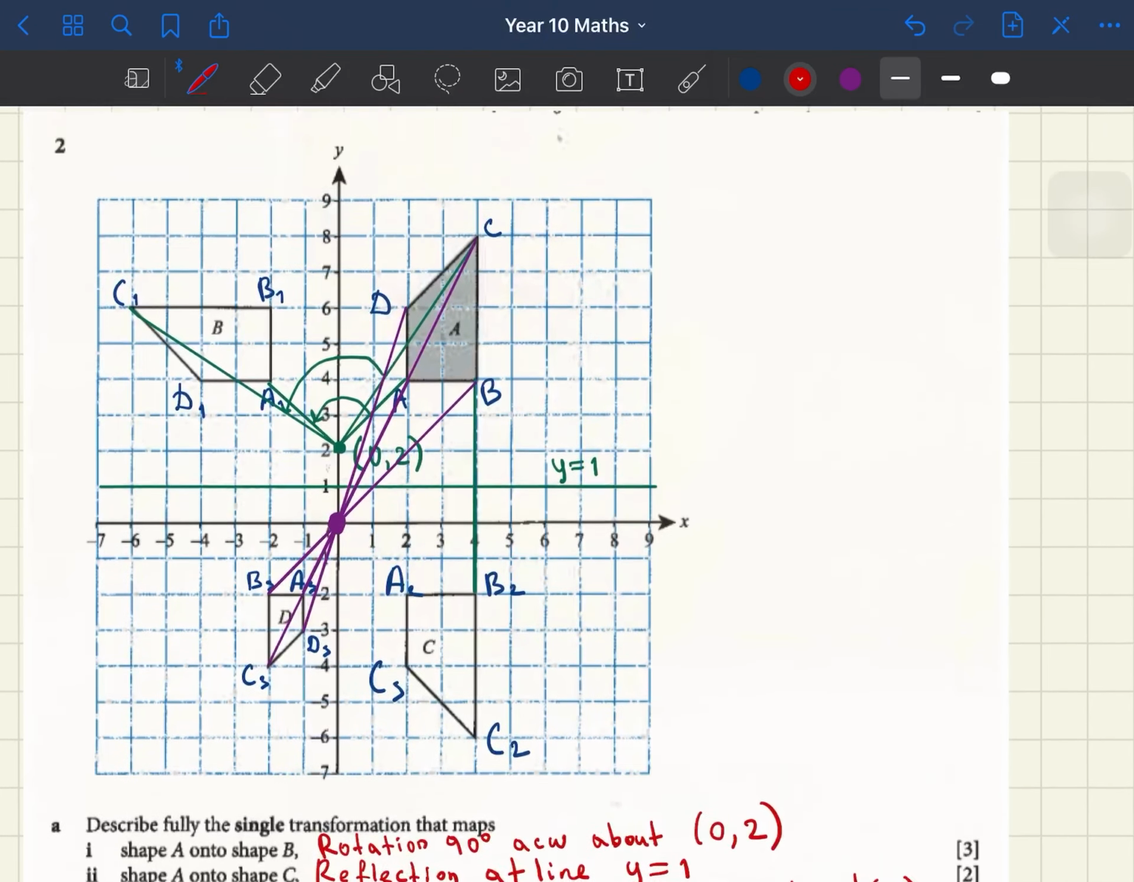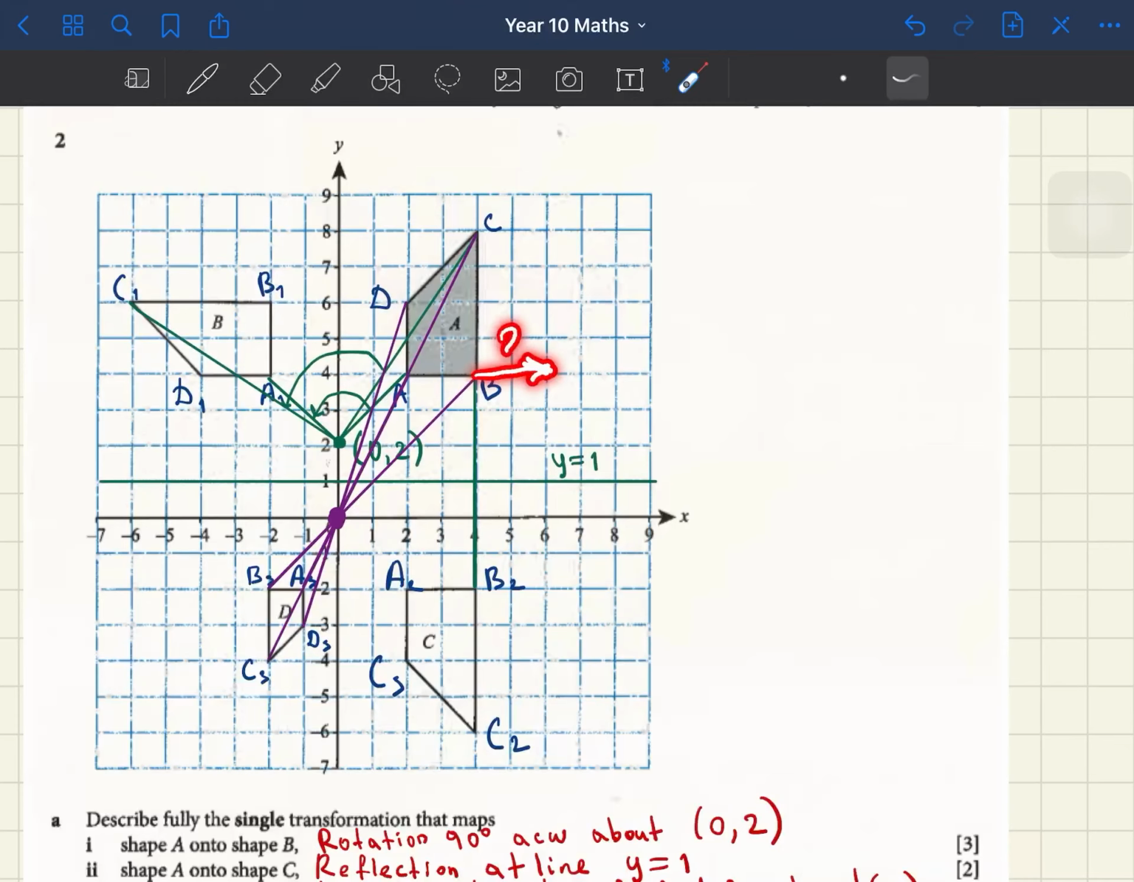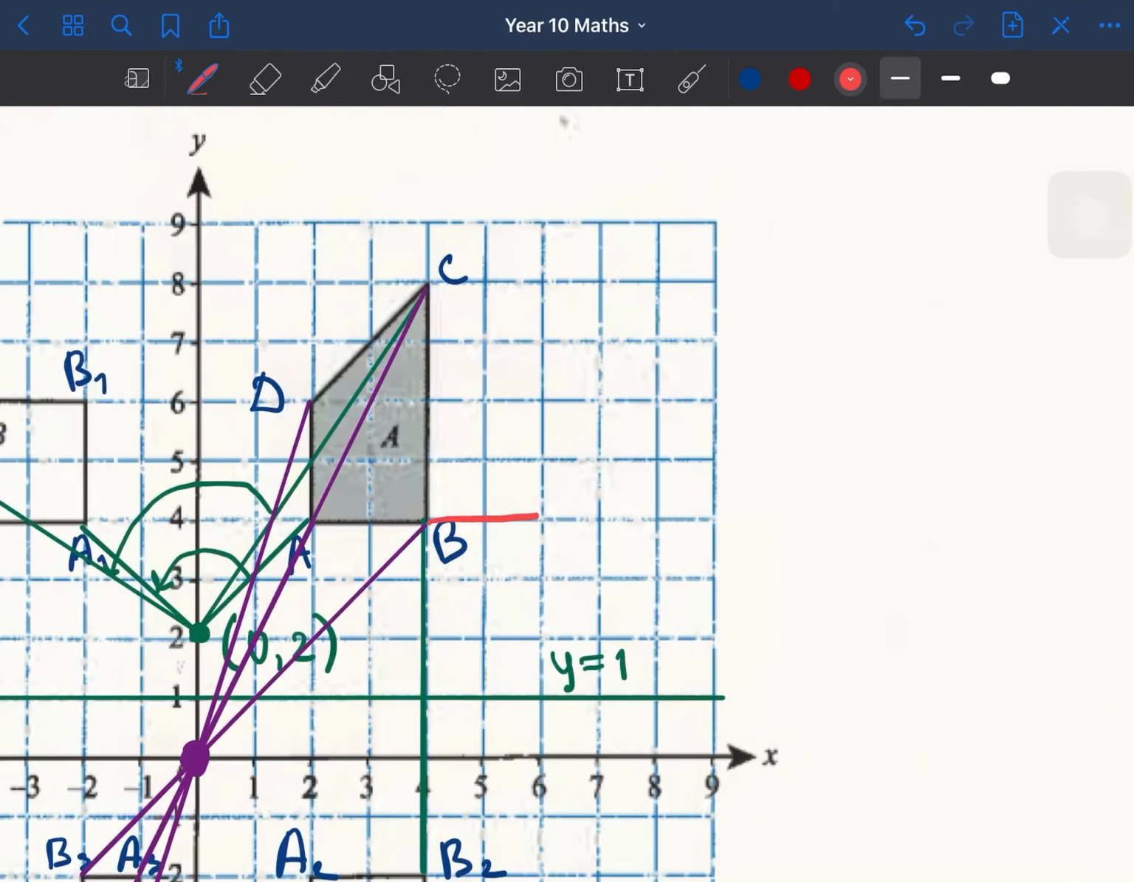So 2, -3 means 2 steps right and 3 steps down. So every point of ABCD is going to move 2 steps right and 3 steps down. So B goes 2 steps right and then 3 steps down. This is our new B. Let's call it B4. C goes 2 steps right and 3 steps down. So this is new C. This is C4. A goes 2 steps right and 3 steps down. So this is new A.